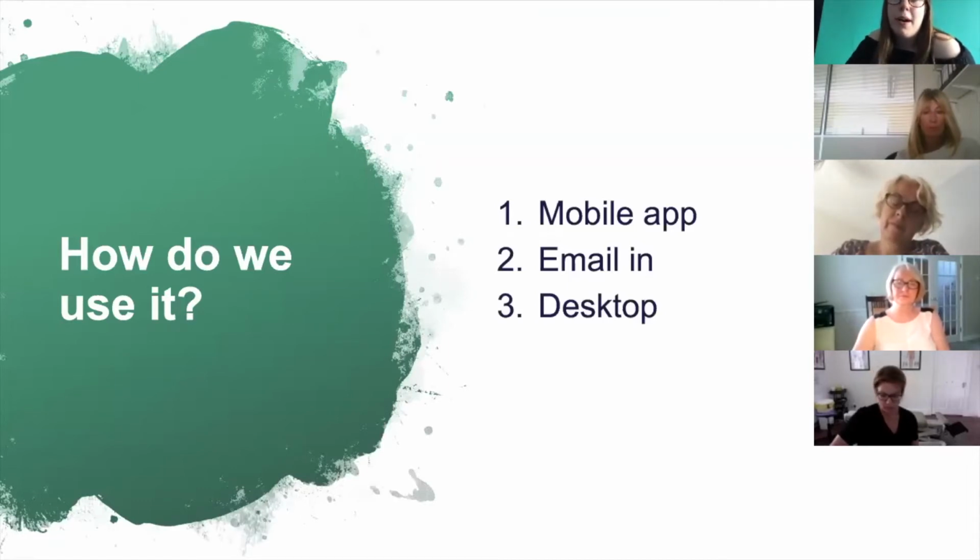So there are three main ways of using Receipt Bank. We've got the mobile app, which is the method of choice for most people. We've got the email in, and we've also got the desktop. Now the desktop is mainly for our use, but it's always good to know how to put receipts on using the desktop, just in case it's ever needed.